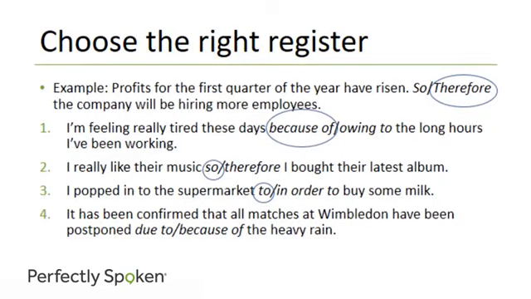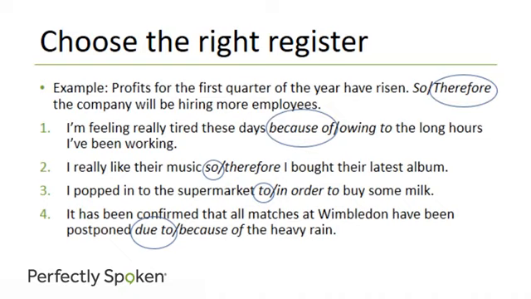Okay, and now I'm going to disappear for the last one so you can see it clearly. It has been confirmed that all matches at Wimbledon have been postponed. Blah, blah, blah. The heavy rain. Is it due to? Because of. Well, this is an announcement at Wimbledon. Quite a formal setting, formal context. I would suggest that due to would be most appropriate here, as it's quite formal.